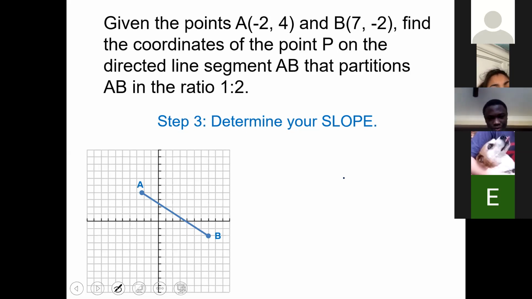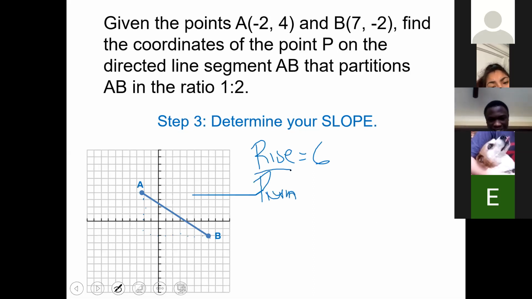Well, we can just look and count, right? If we go down from A to B, and so if we go over here to B, we can say it's 1, 2, 3, 4, 5, 6. So our rise is 6, and our run, I want to say, is 9. 1, 2, 3, 4, 5, 6, 7, 8, 9. So rise over run is 6 over 9. Now we can reduce that to 2 over 3. Guess what? That is the slope we are going to use.